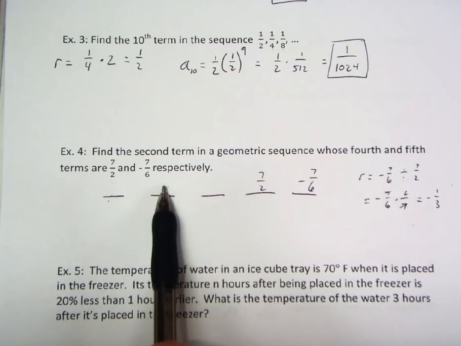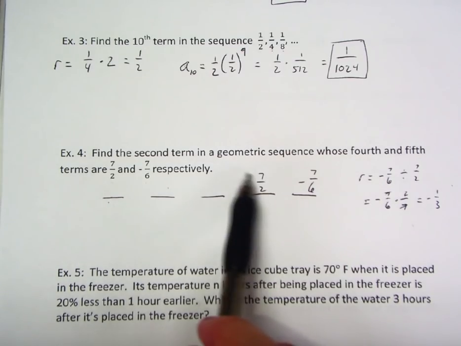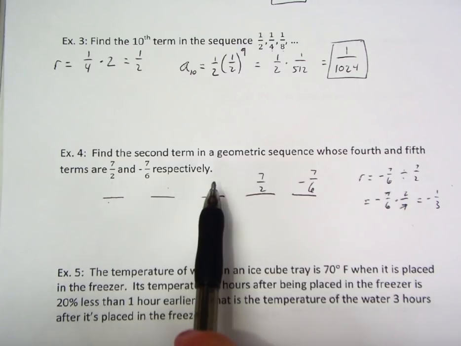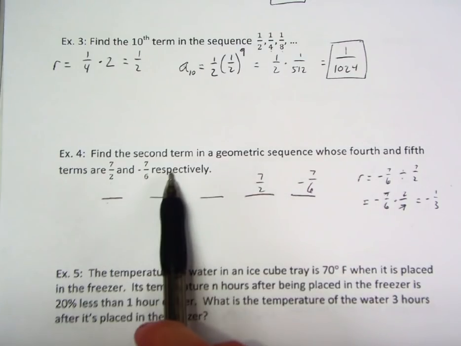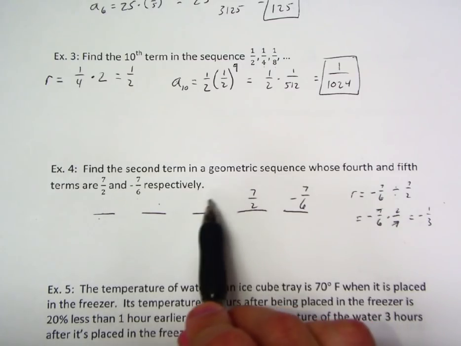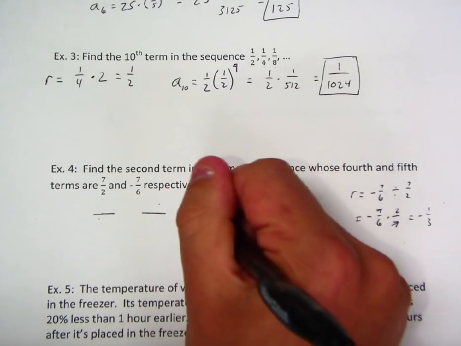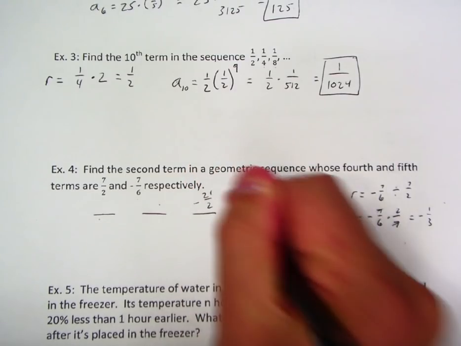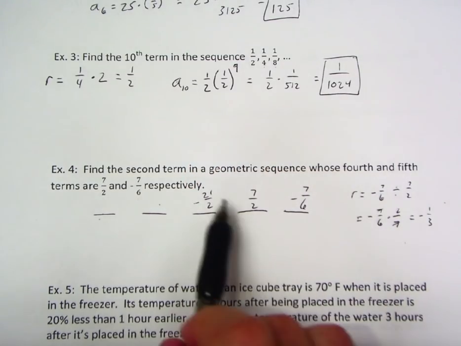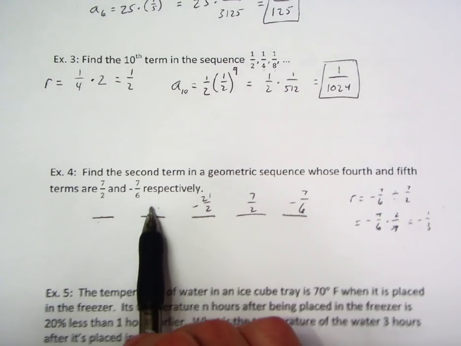If I want to find the second term, just go backwards. Take 7/2, divide it by -1/3. Take whatever that is, divide it by -1/3. But remember, dividing by -1/3 is the same as multiplying by -3. So if I want to go backwards, I can just multiply by -3 as I go back. So this would be -21/2. And if I wanted to go back one more time, multiply by -3, you get +63/2.